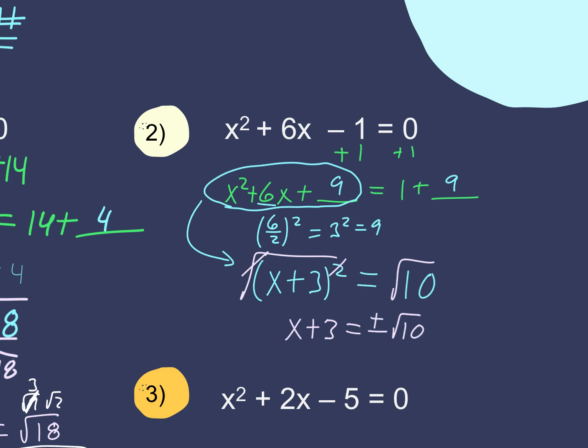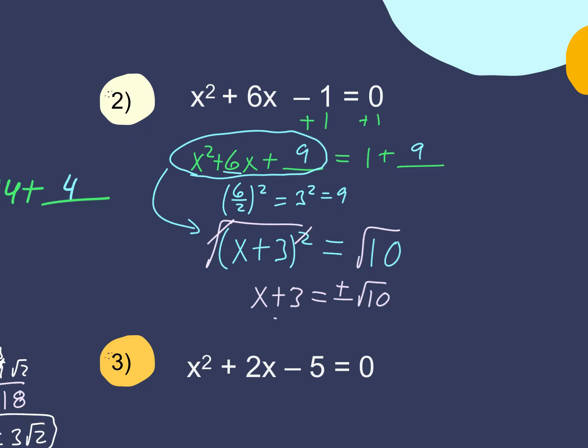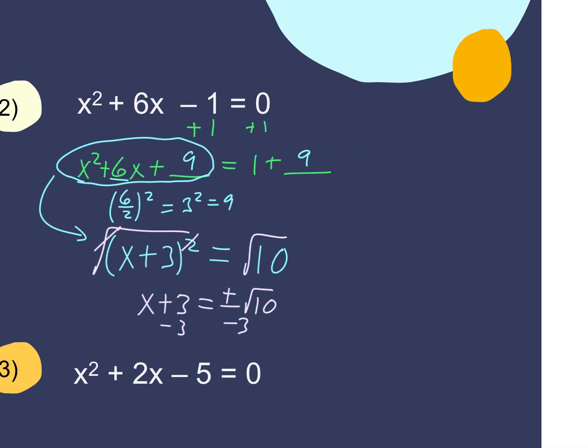And then what's the last thing we have to do to get our x by itself? Very good, guys. Subtract the 3. And then I get x equals negative 3 plus minus the square root of 10. Can I simplify square root of 10 at all? Can I just leave it?